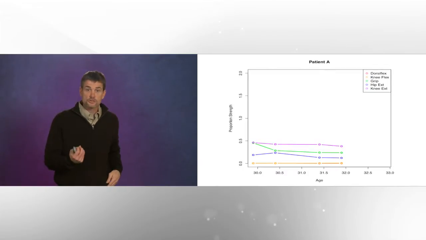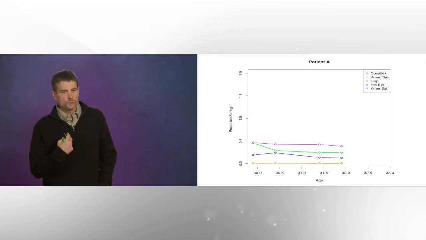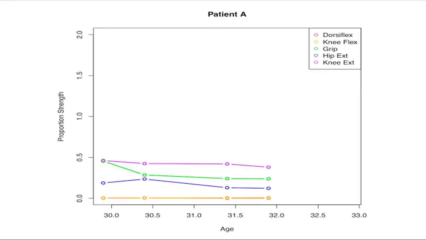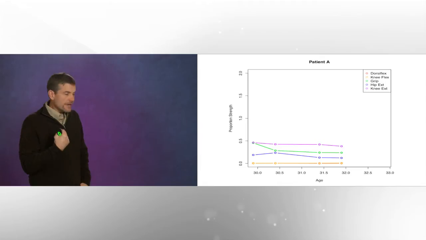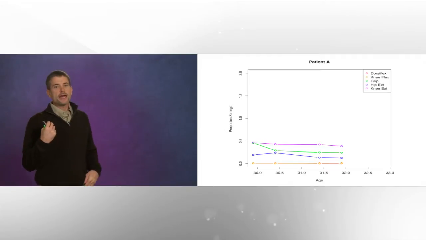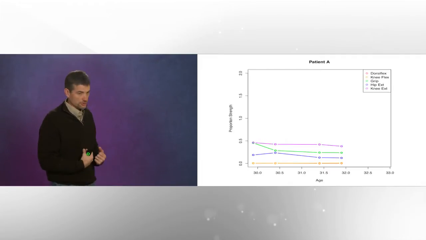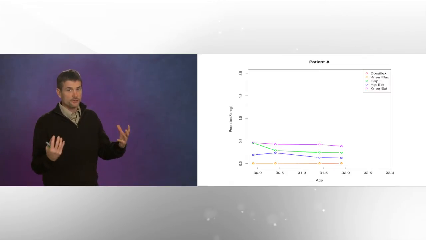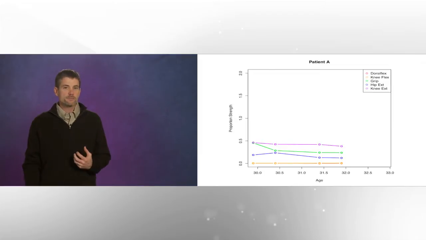So here is patient A, a real patient. You can see their muscle score. This patient was 30 years old when they entered the database. Their last assessment was just before they were 32 years old. And you can see 5 different muscles, the yellow and the red are on top of each other. They're at 0. They have 0% strength in the knee flex, that's going this way, rather than the extension, and the ankle. They have no muscle strength whatsoever. So this is a patient that's less than 50% strength on the grip and others at the same time.